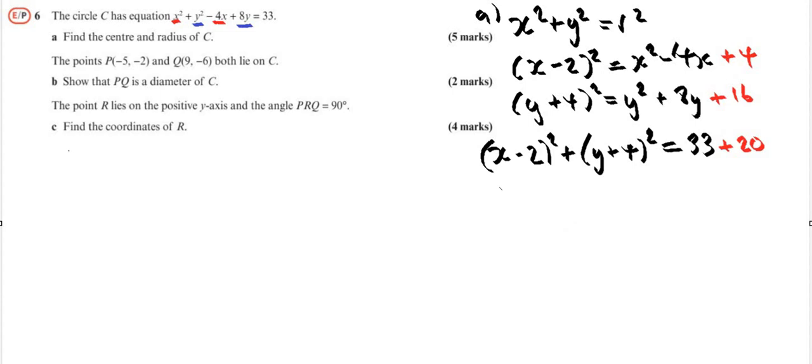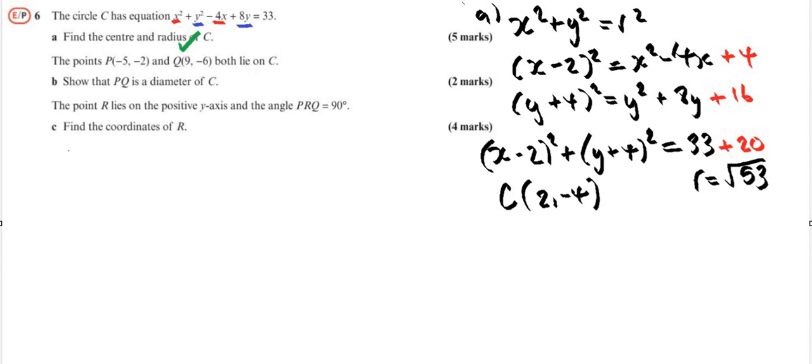So my equation, I've got 53 on this side. That means that my radius is equal to the square root of 53, because remember it's r squared. On the left hand side, I can see I've got minus 2 and I've got a plus 4. So that means that my center is 2, minus 4. So that is my center and radius.